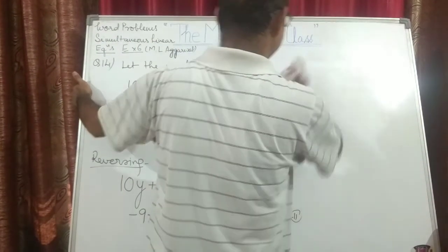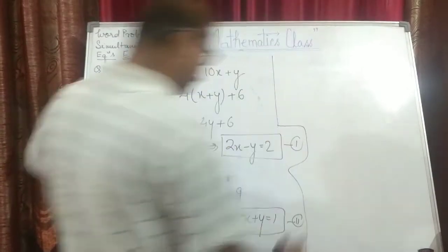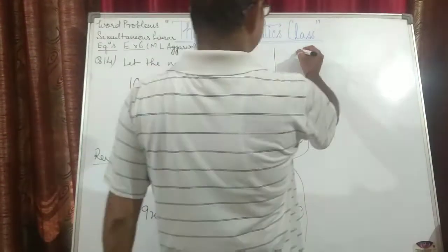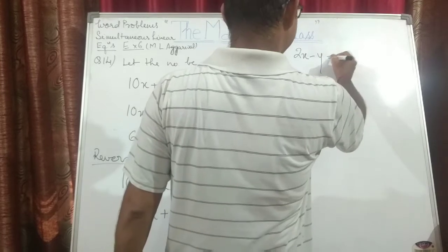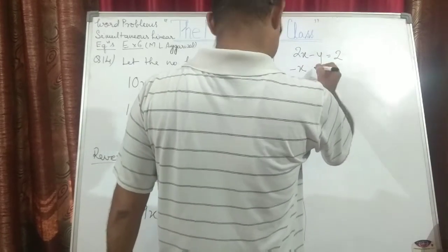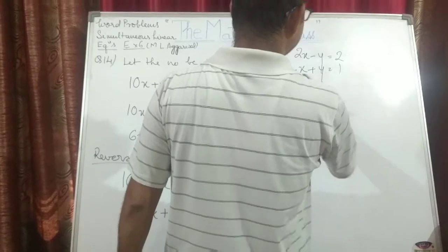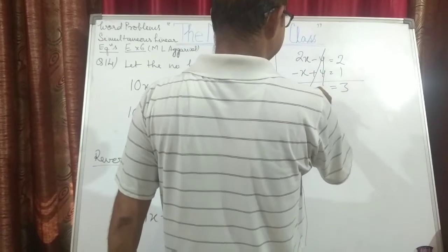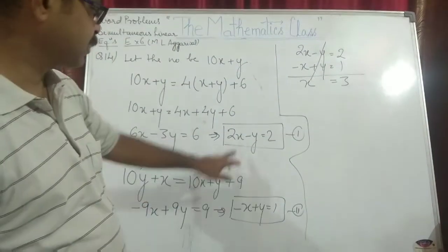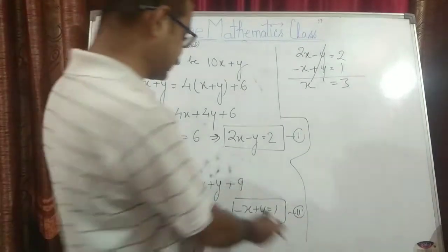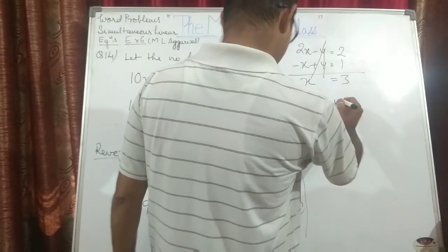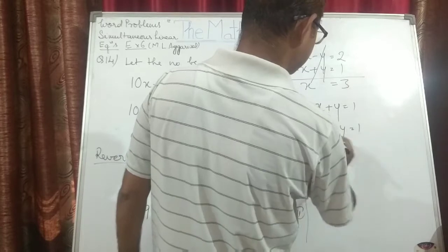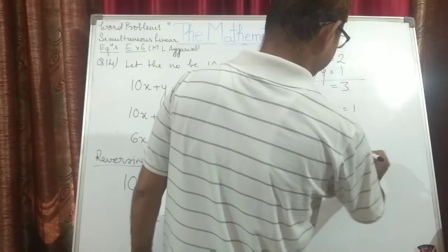You can solve these equations by, let's say, the elimination method. 2x minus y is equal to 2, and minus x plus y is equal to 1. If you add these two, plus y and minus y will cancel. 2x minus x is x, and that is equal to 3. You got x as 3. Put the value of x in any of the equations, let's say minus x plus y is equal to 1. So minus 3 plus y is equal to 1. Minus 3 goes to that side, so y becomes 1 plus 3, that is 4.